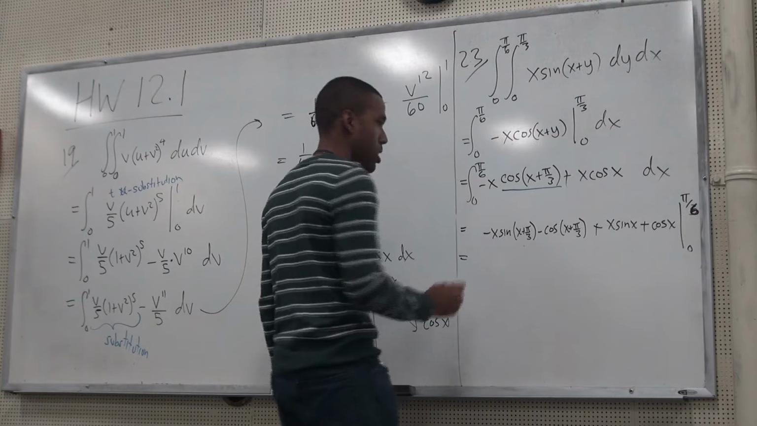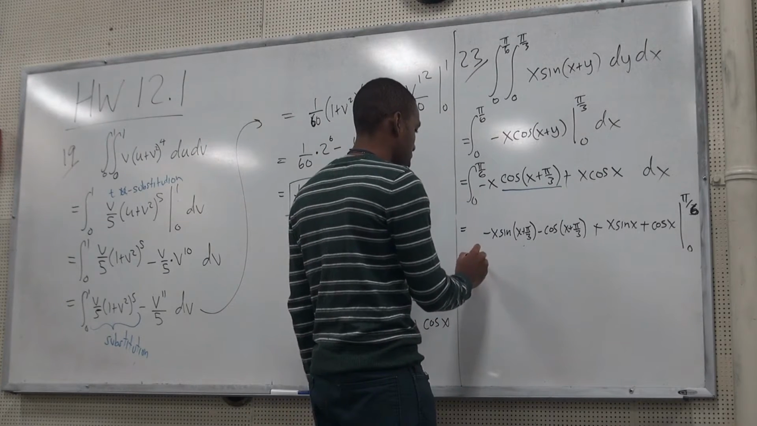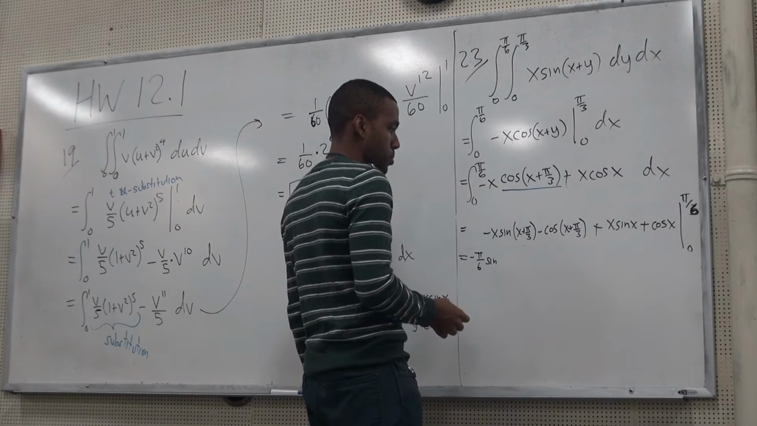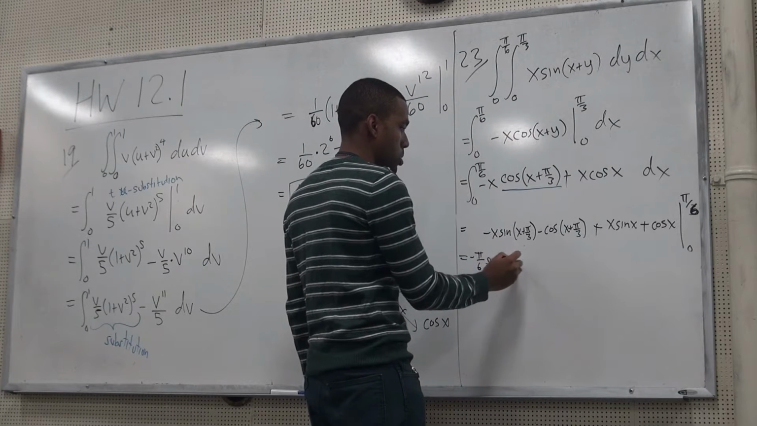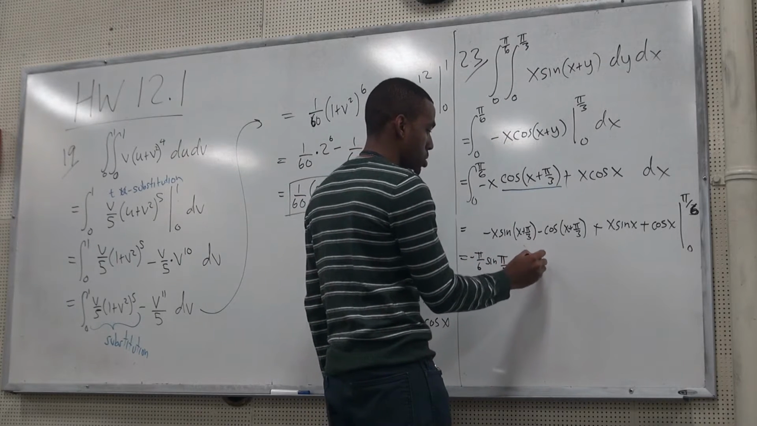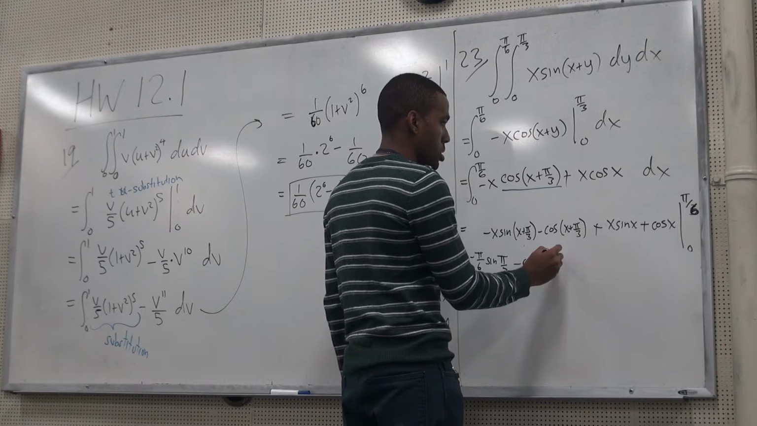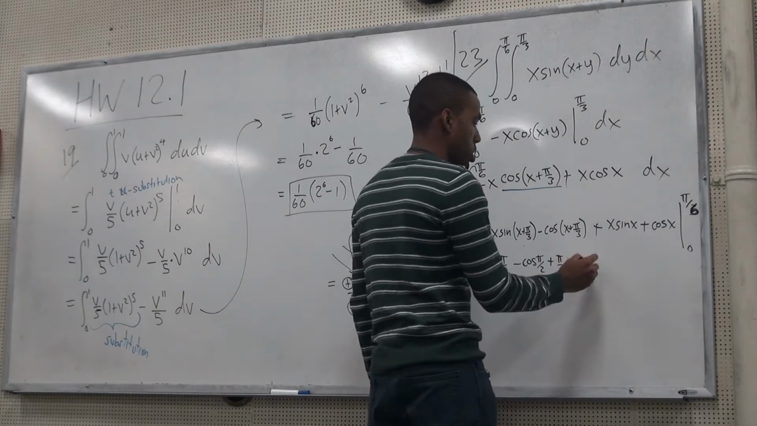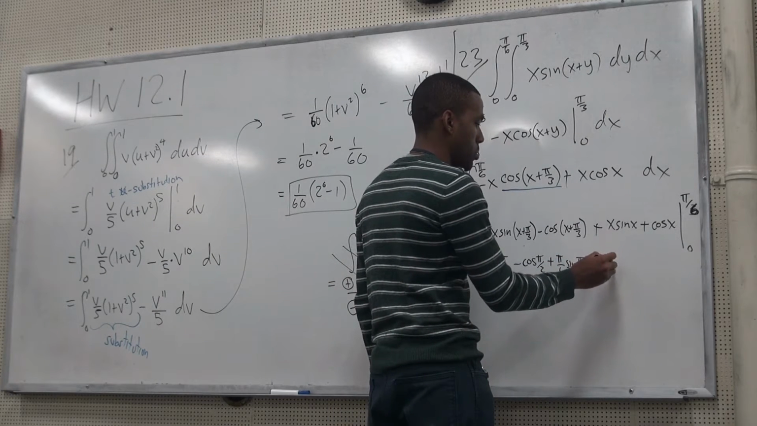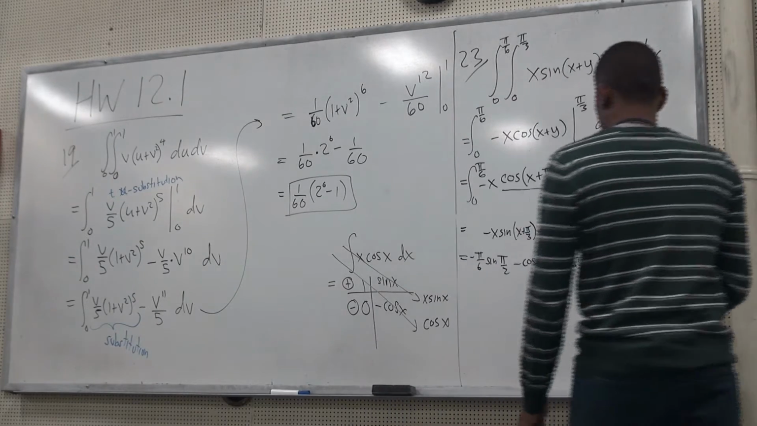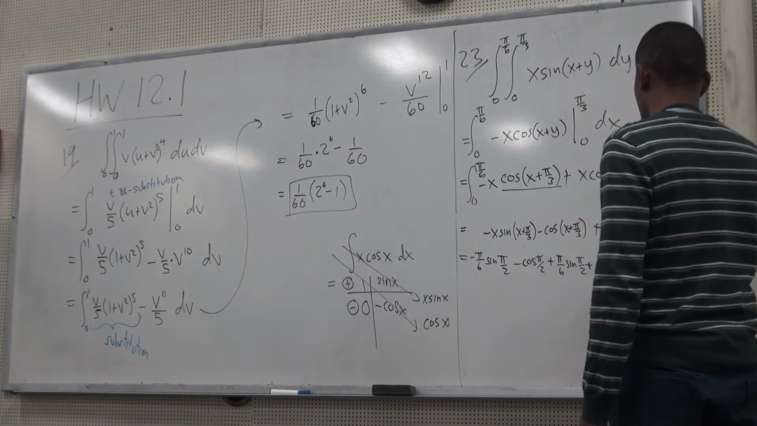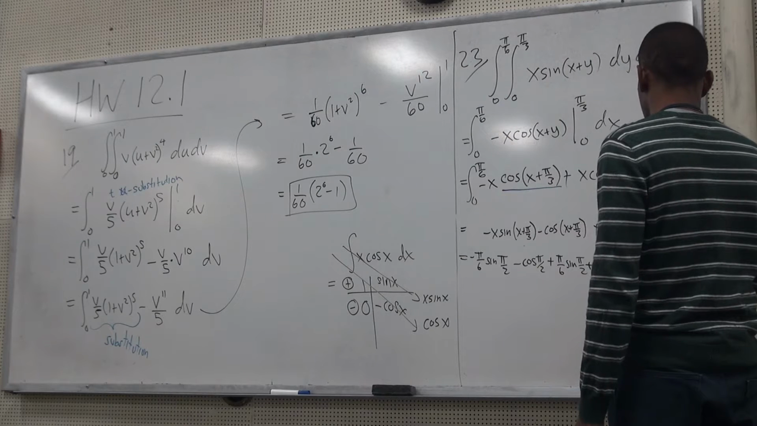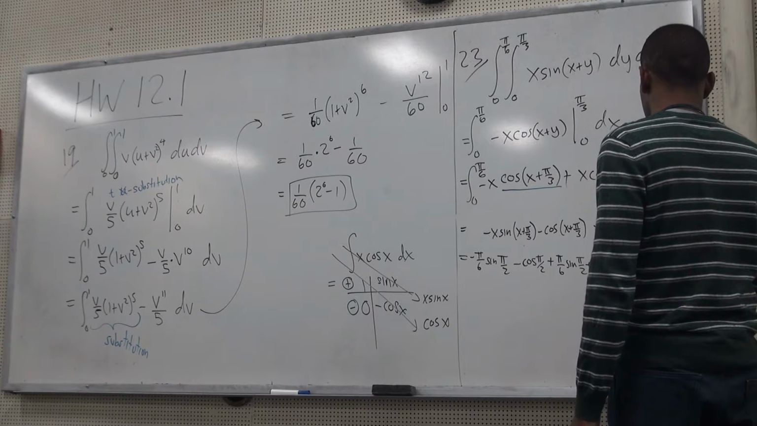Okay. Start over. So now this is minus pi over 6 sine. Pi over 6 plus pi over 3 is what? Pi over 2 minus cosine pi over 2 plus pi over 6 sine pi over 2 plus cosine pi over 6 minus, that will be 0. This will be plus cosine pi over 3. That will be 0. That will be minus cosine 0.